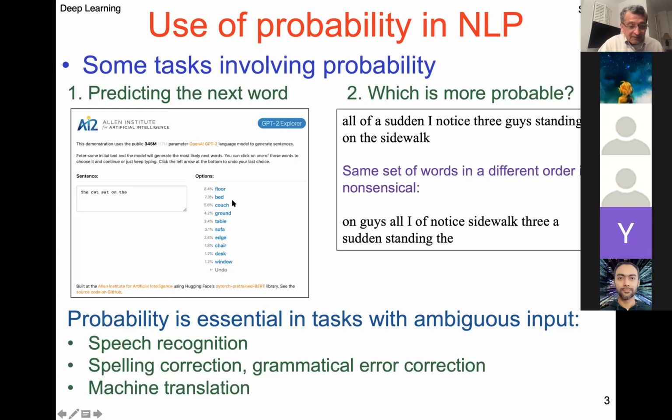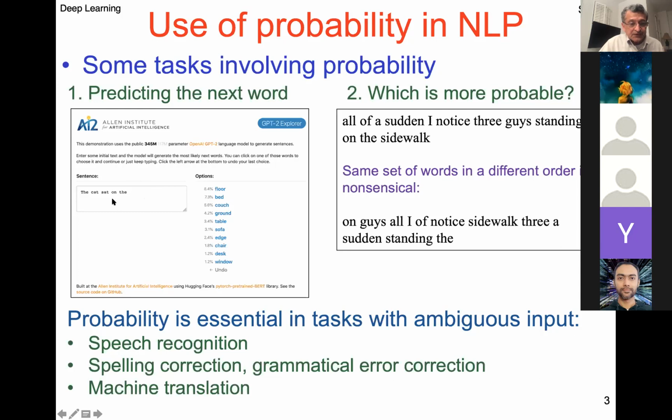But look at these probabilities. Floor is the highest, bed is the second, and couch is the third. And instead of mat, we have ground here. So you can go to this site at the Allen Institute. It says this demonstration uses the public parameter OpenAI GPT-2 language model to generate sentences. Enter some initial text and the model will generate the most likely next word. You can click on one of those words to choose it and continue, or just keep typing.